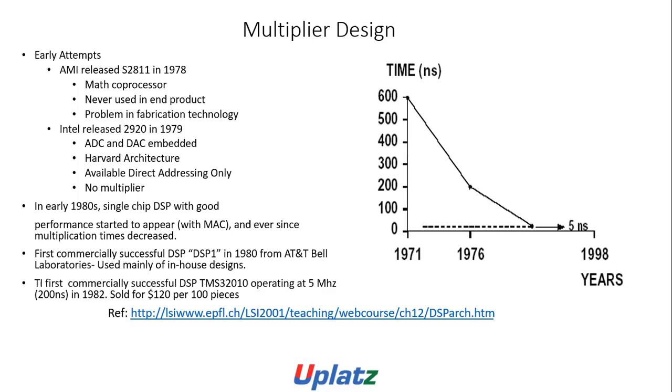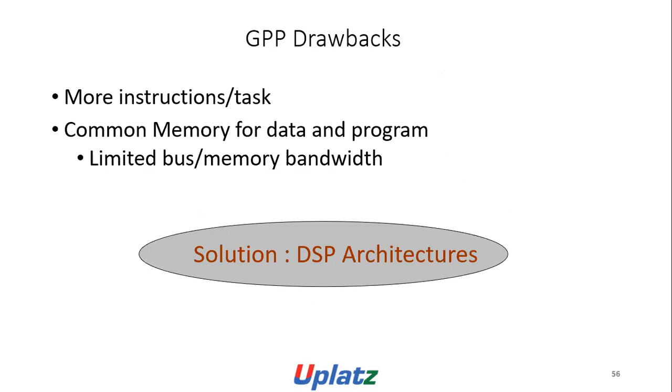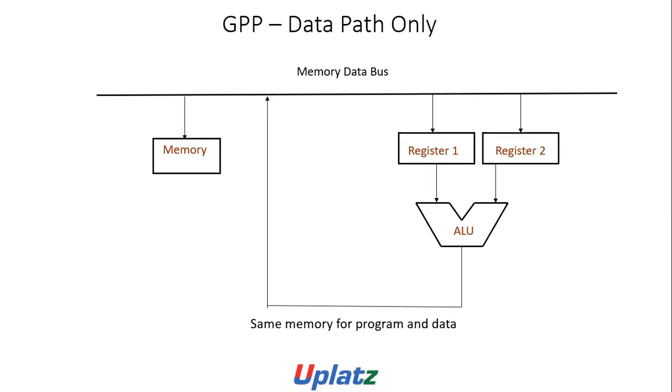So here the multiplication time has decreased from a terrible 600 nanoseconds in 1971 to 5 nanoseconds around 1998. The reference is given from which this information is taken. General purpose processor drawbacks: more instruction cycles, common memory for data and program, limited bus and memory bandwidth. The solution is that we have to go for DSP architectures.